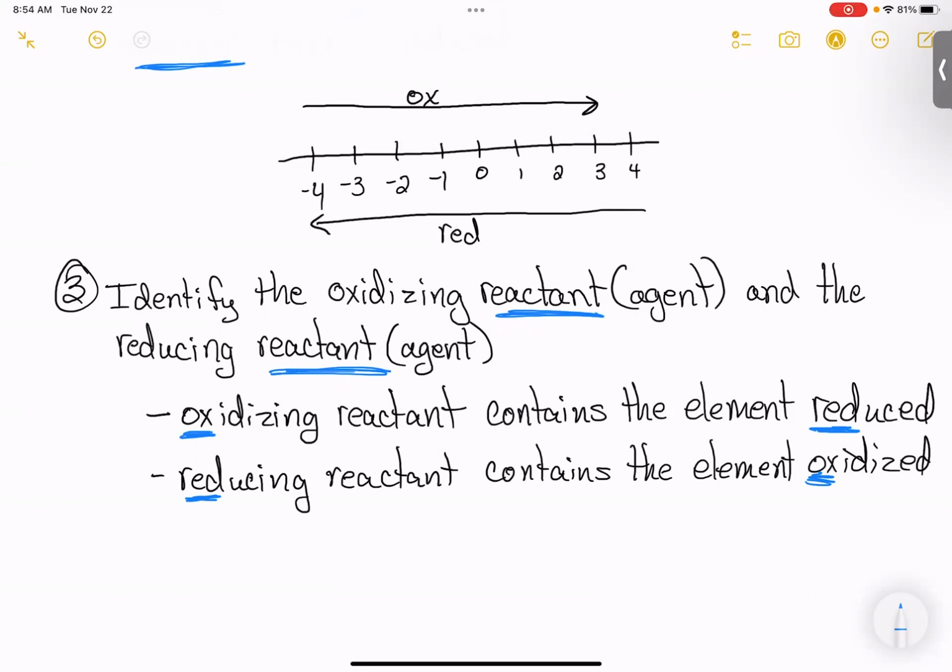Really, folks, when we talk about an oxidizing reactant, what we're really describing is what that substance does. That substance causes somebody else to get oxidized. The reducing reactant, what does that substance do? It causes somebody else to get reduced. That's what the terms really indicate.